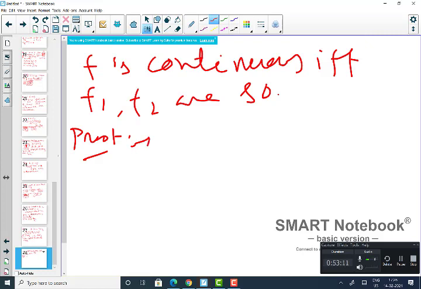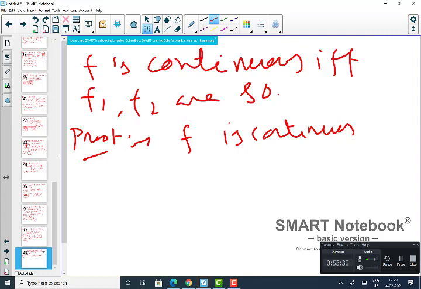Which portion am I assuming? First, let us assume that f is continuous. Okay, so what does that mean? That means the map from x to this is continuous. And now let me define two coordinates. See, this is the coordinate map, and I would like to define something called projection maps.